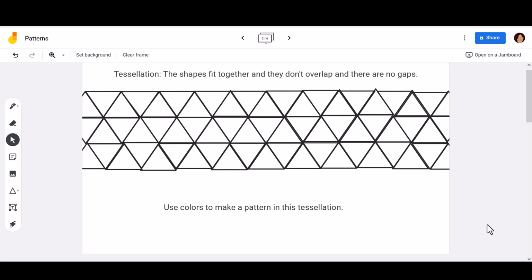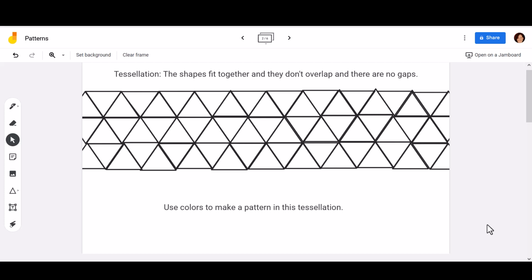On this slide, you're going to teach them a big word. The word is tessellation. Kids love big words. A tessellation is shapes that fit together, and they don't overlap and there are no gaps. And I made these triangles out of the Jamboard little shape so that they can be colored. And so have them take some time and make a pattern coloring these shapes.